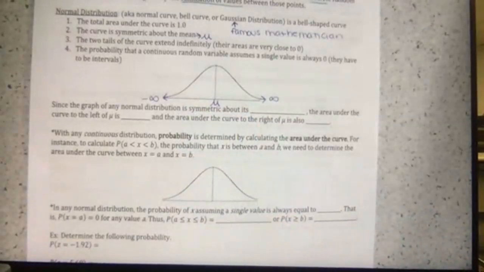So it gets so close that when we round it, there's essentially no area. We just consider that area 0. So it's so, so, so small.